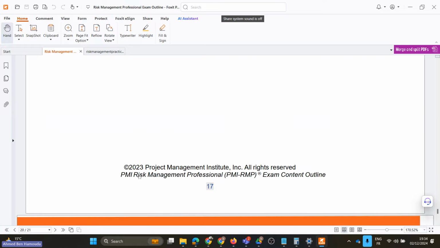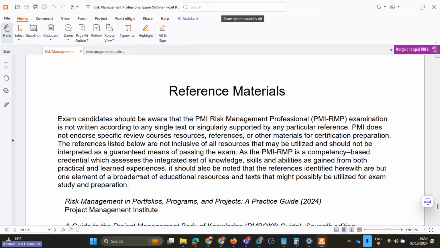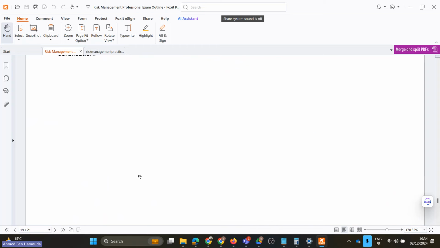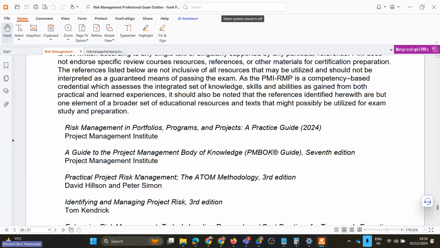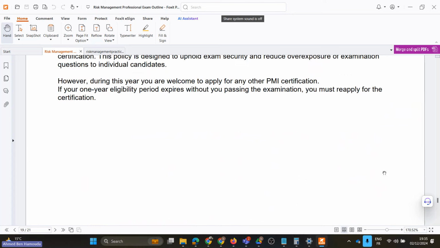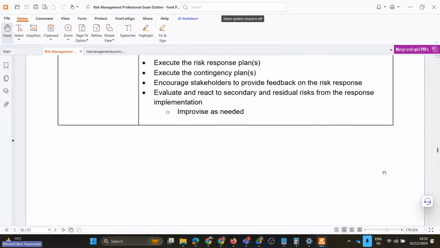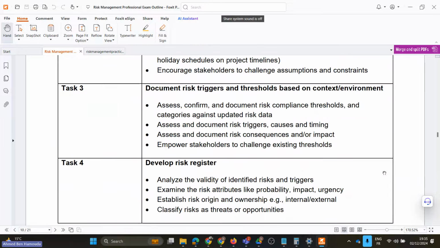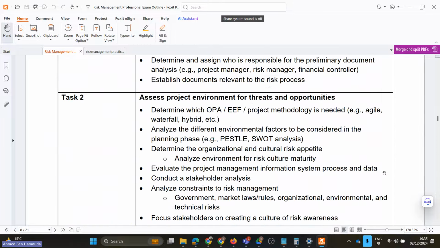So actually, these are, let's say, the most known and famous references for the RMP certification. And that's it, actually. We have spent nearly 35 minutes, guys, introducing the RMP certification to you. All right. Now we can start with the ECO. I'm quite enthusiastic, to be honest, to go through the ECO in detail.